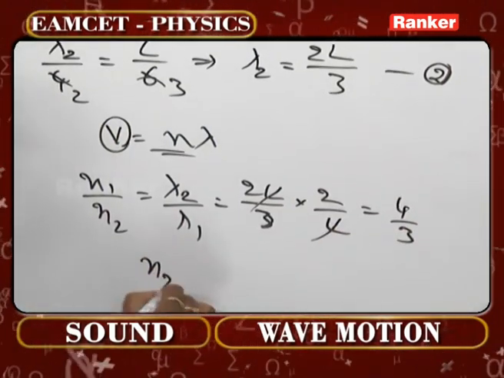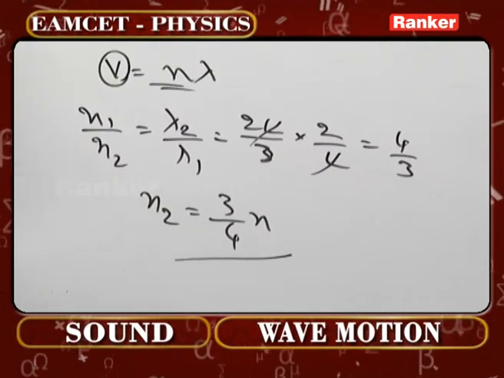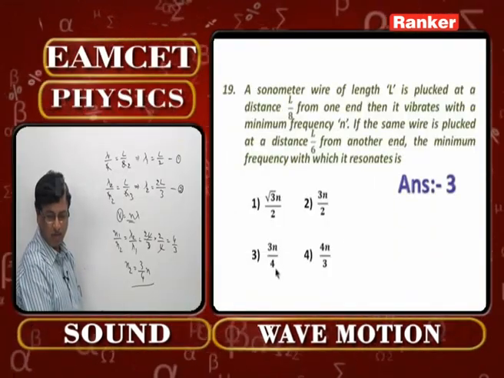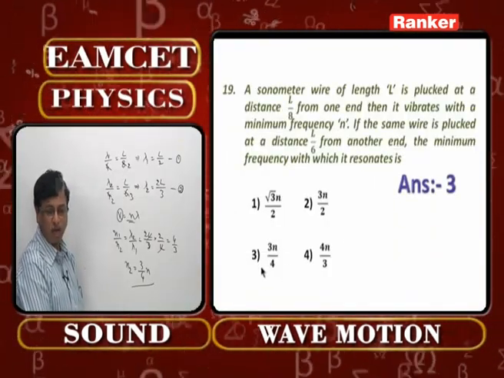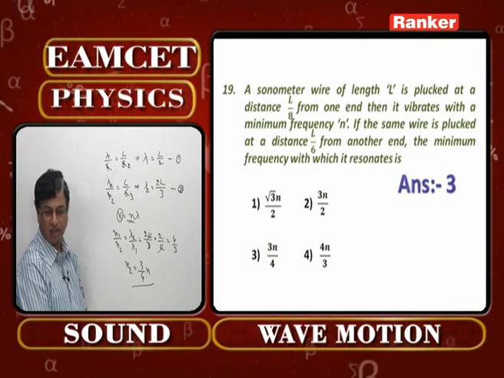Then what will be N2, the question? 3/4 of N. Look at those options carefully. 3N by 4. Where it is given, you check that one. Third option is going to be the correct option for this question number 19 as such.